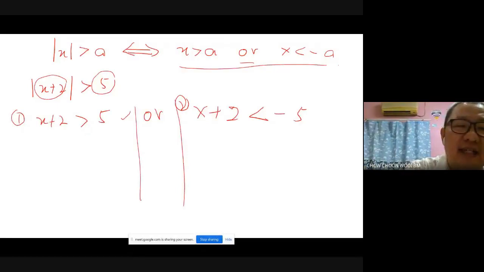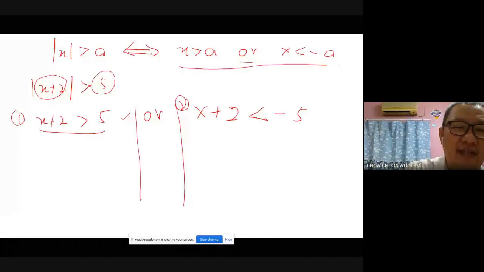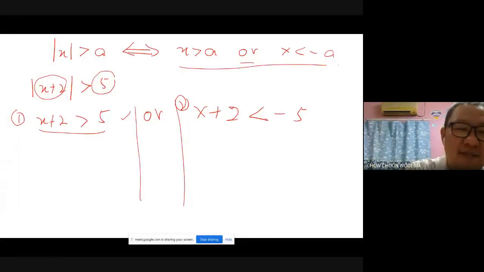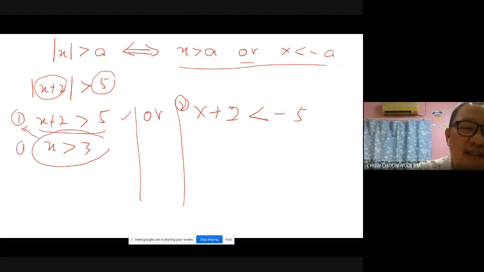Okey, tak apa. So, ini adalah inequality. Bila kita nak solve inequality, langkah pertama kita tanya, is there with modulus? So, now without modulus, is this a linear inequality? Ya, bagus. Kalau linear inequality, apa yang kita buat? We solve it directly. 5 minus 2, 3. So this is the first set of solutions, the solutions for this part.